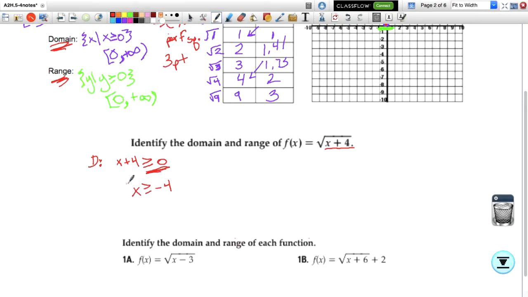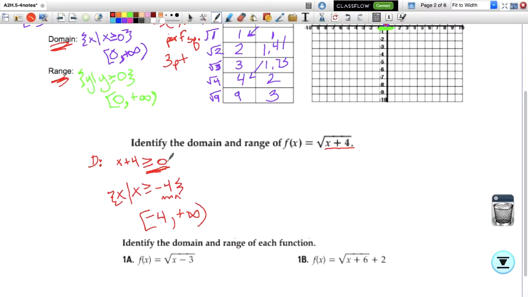So if I was writing the domain itself, I could do all the values of x such that x is greater than or equal to negative 4. Negative 4, if x is bigger than it, that means this is a minimum, right? So I could put negative 4 inclusive, because it would be a filled in dot, equal to, all the way to positive infinity would be my domain for this graph. Now to do the range, there's something similar, okay?